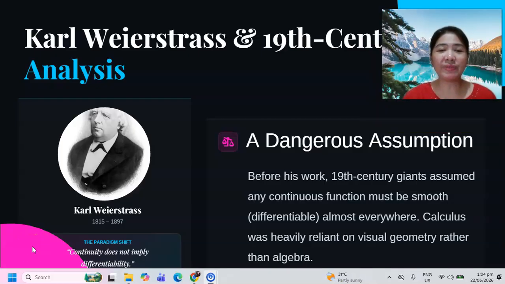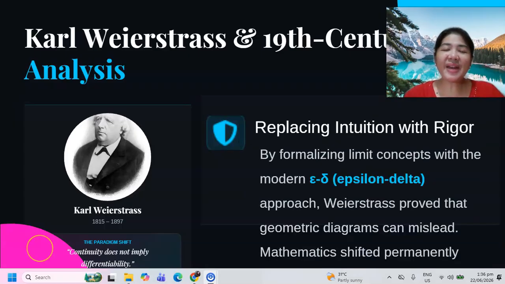Before the work of Karl Weierstrass, many 19th century mathematicians believed that every continuous function must be smooth and differentiable almost everywhere. This assumption reflects the prevailing methodology of the time. Calculus was still very much rooted in visual geometry rather than in rigorous algebraic foundations. Karl Weierstrass' work challenged that belief and reshaped the standards of mathematical reasoning itself. He deserved recognition for boldly replacing intuition with rigor in mathematics.